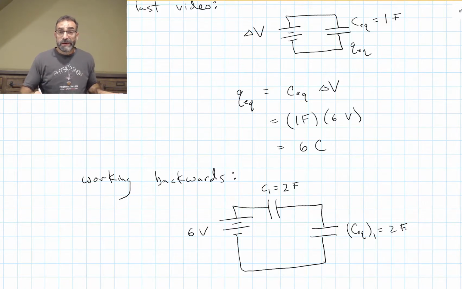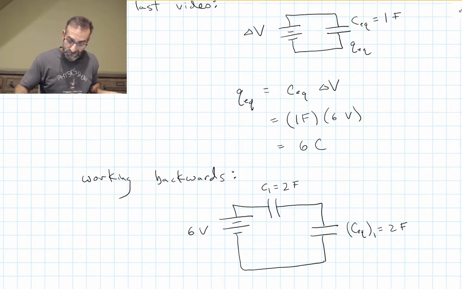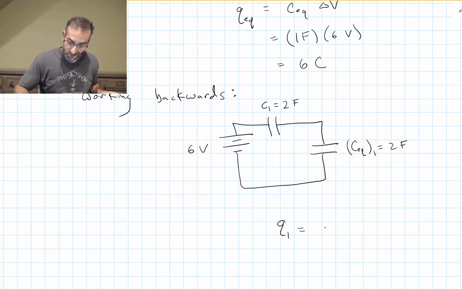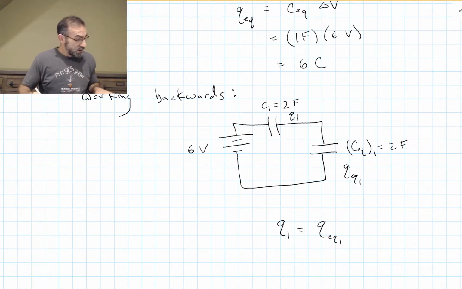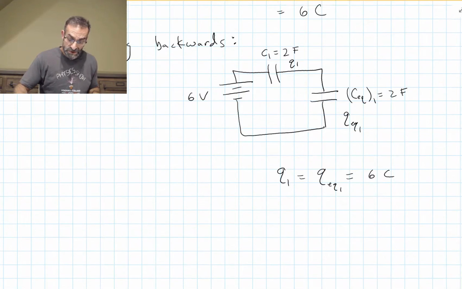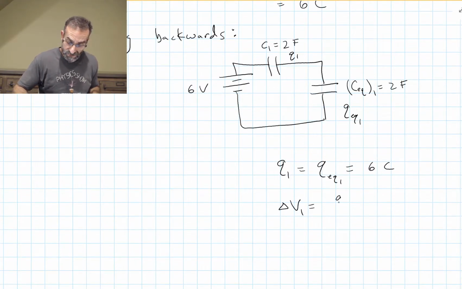What do we know about capacitors in series? We know the total charge on each capacitor is the same, and it's equal to the total charge stored. So Q1 is equal to Q equivalent 1, and that's equal to 6 coulombs from above. If I know the charge and I know the capacitance, I can figure out the potential difference across each of these.